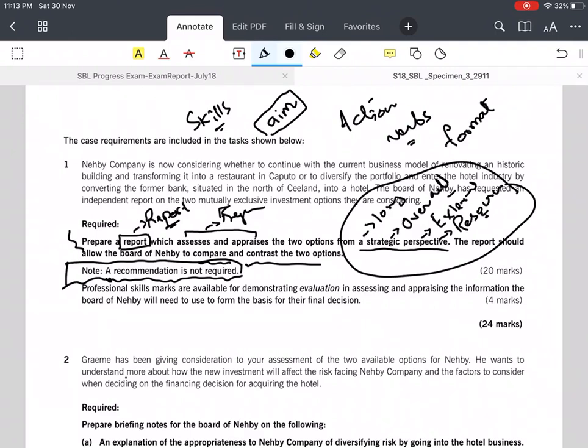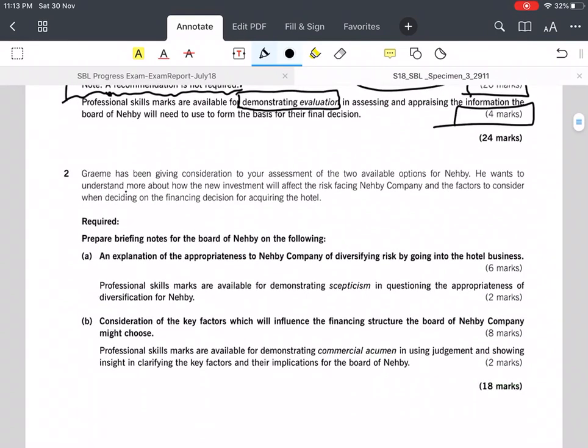The professional skill marks are available for demonstrating evaluation skills. So we have to evaluate in such a way that it becomes easier for the board to take the best decision. And if we are able to do this, we will not only get the technical marks for evaluation, but we will also get the professional marks available for the same evaluation. That's the first requirement. Let's move towards the next requirement, and then we'll discuss how we should be solving these.